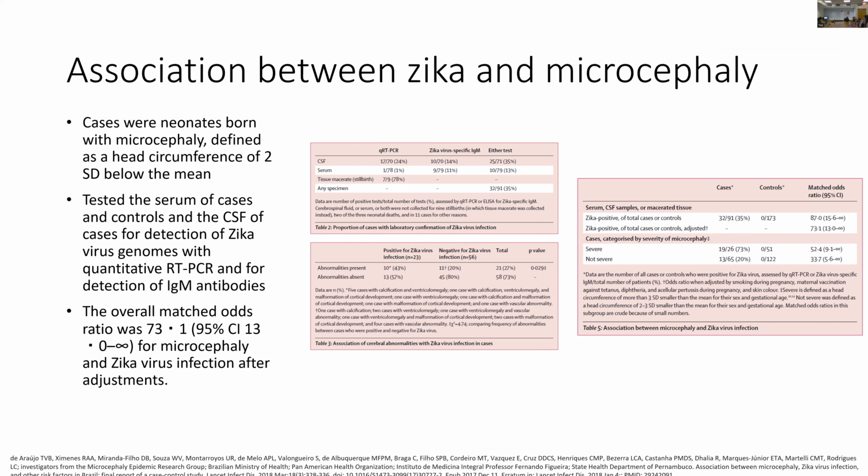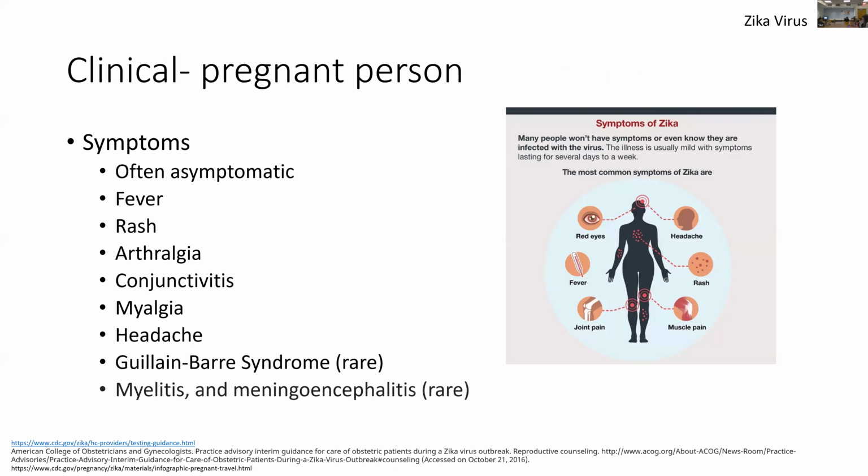And what they found was that the overall matched odds ratio was 73 for microcephaly after Zika virus infection, after adjusting for potential confounders. So this is one of the big studies that really helped to push the field to believe that indeed Zika was responsible for the microcephaly that we were seeing. So that was kind of how we got to the point of saying Zika is responsible for microcephaly. And something to bear in mind if you're ever in a clinical situation where you're seeing a large number of cases of an anomaly and you're trying to figure out what the causative agent might be.